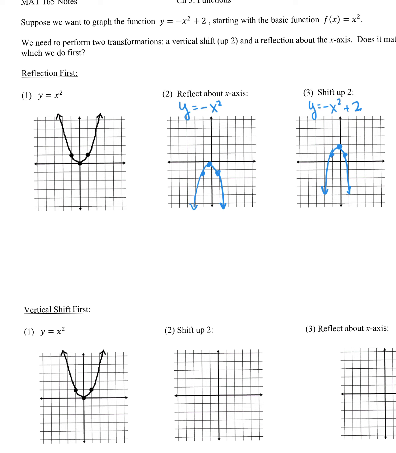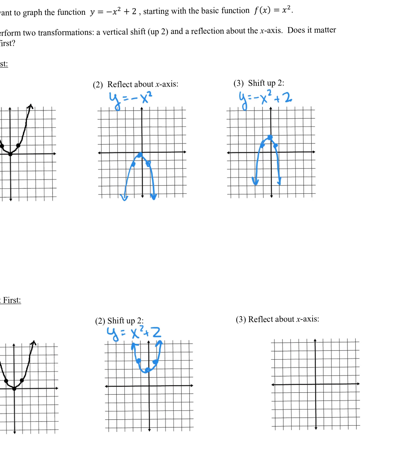Now, let's do something similar. Let's say for the lower graphs here, we want to shift up 2 first and then reflect about the x-axis. Well, if we shift up 2 first, that would be y equals x squared plus 2. When we plot our points, we'd have a parabola looking something like this.